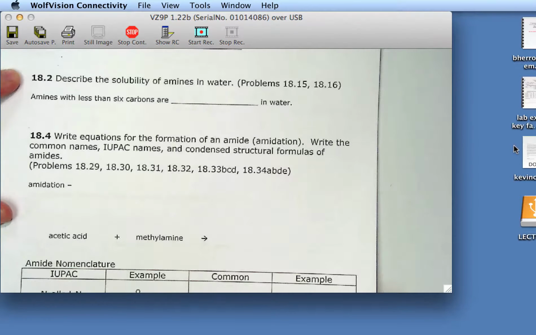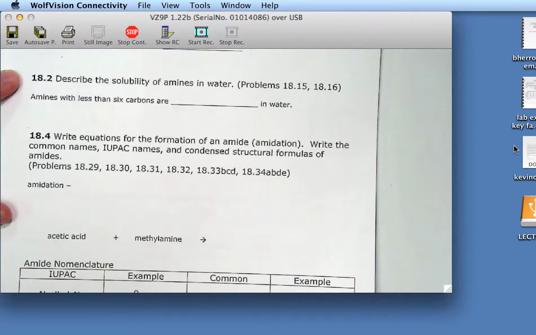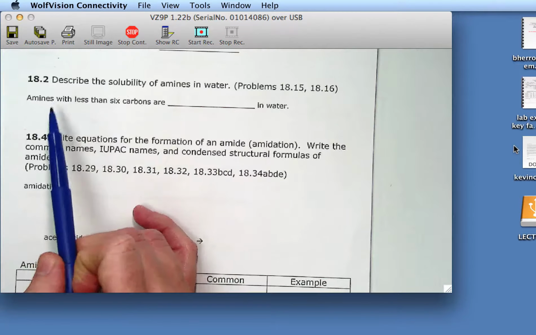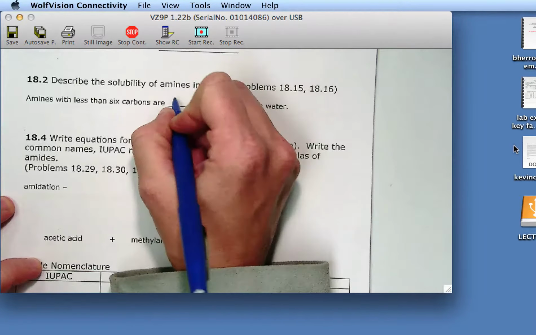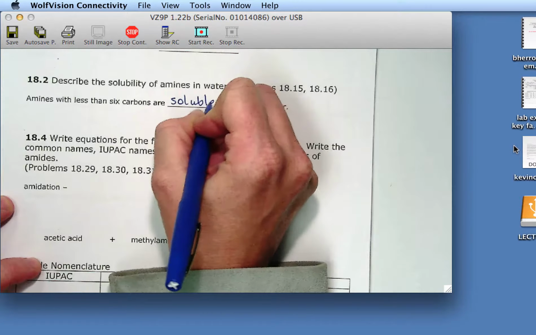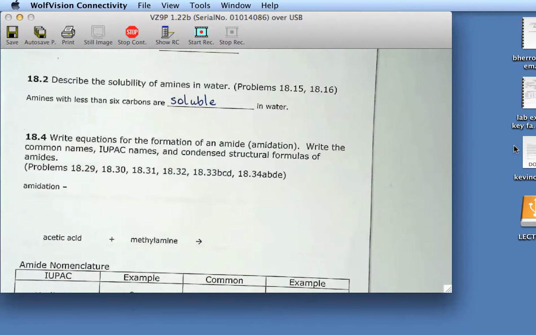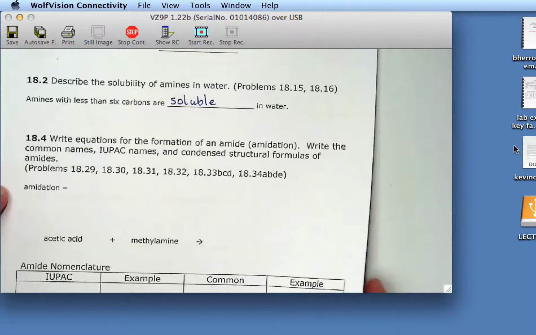So in our note packet, we hadn't gone over amine solubility, right? Okay, so amines with fewer than 6 carbons are soluble in water. With amines, and we'll cover this later on, there's something that goes on with hydrogen bonding. Hydrogen bonding makes them more soluble, so that's why you can get away with 6 carbons instead of 4 carbons with the carbonyl compounds.